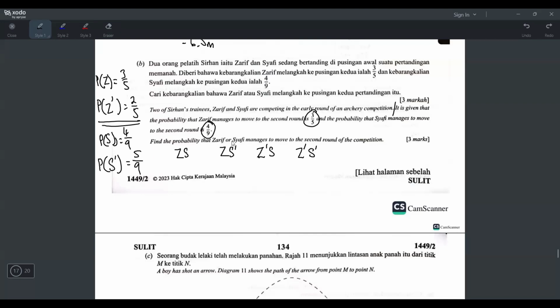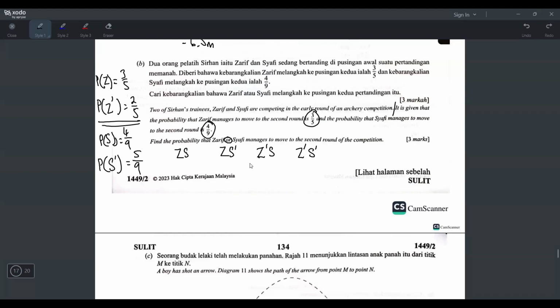Find the probability that Zarif or Shafi managed to move to the second round of the competition. So the keyword is actually this word, or. What is the meaning of Zarif or Shafi move to second round? It means Zarif only can, Shafi only can, both can also. That is the meaning. I repeat, Zarif or Shafi move to second round means only Zarif move to second round is fine, or only Shafi move on is fine, or both is fine. Because or means either one moving on is fine.